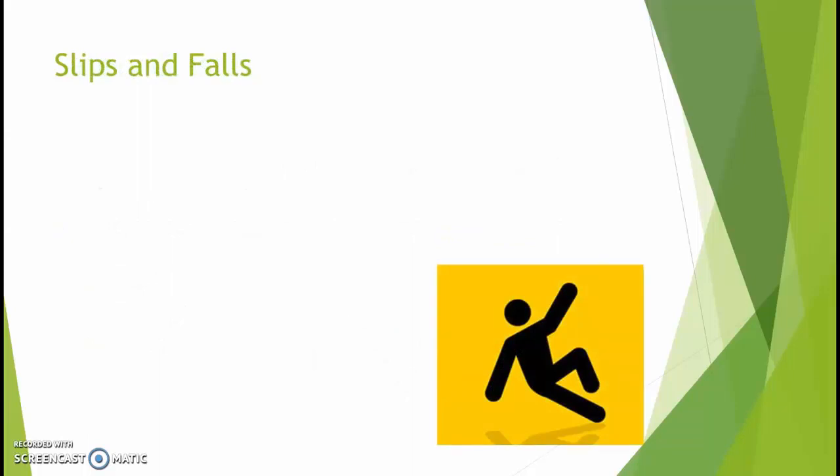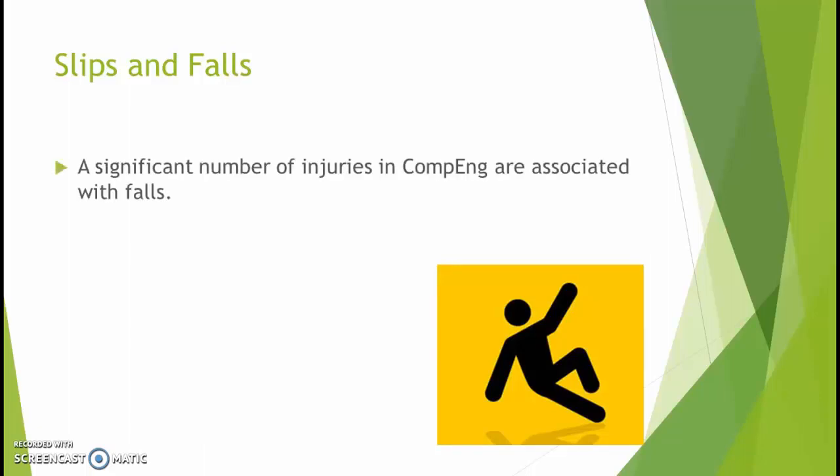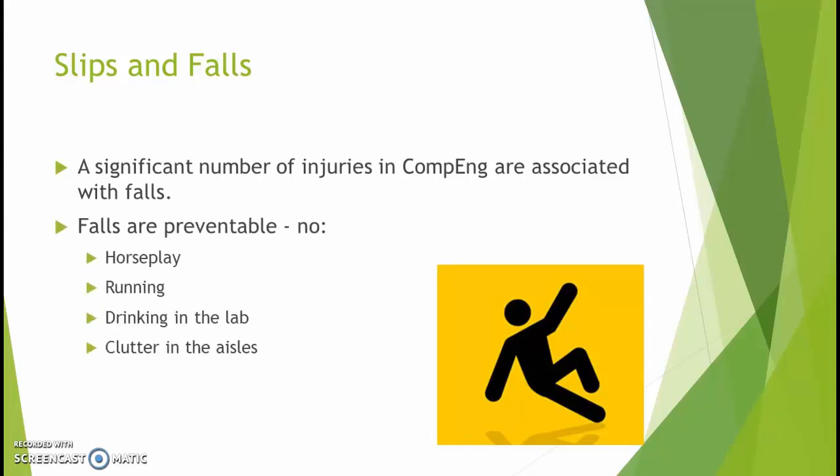So another risk inside the computer engineering classroom is the same as in many places in the school, and that is we can have slips and falls quite easily. The good news is that these are very preventable. So no horseplay will be tolerated inside the computer engineering lab. We don't run. Of course, we've already mentioned there's no drinking in the lab, so there's no potential for spills on the floor. And we need to make sure that the aisles are kept free of clutter. And this means that backpacks need to be underneath the desks or stored somewhere else that's safe.